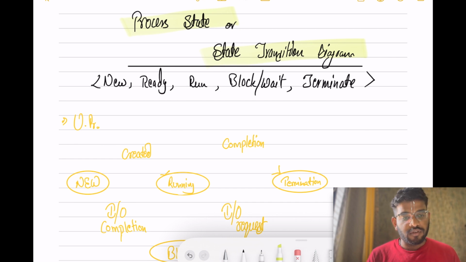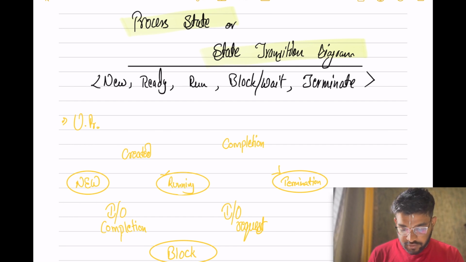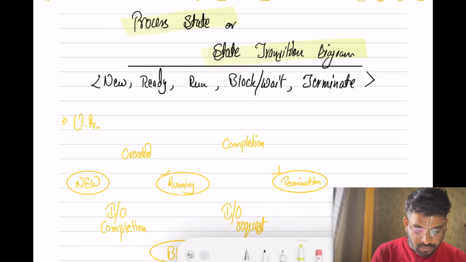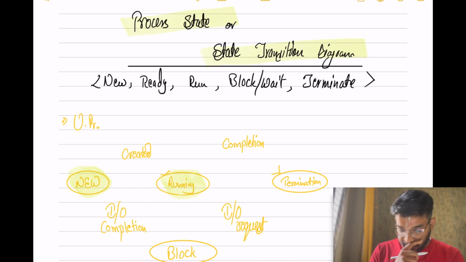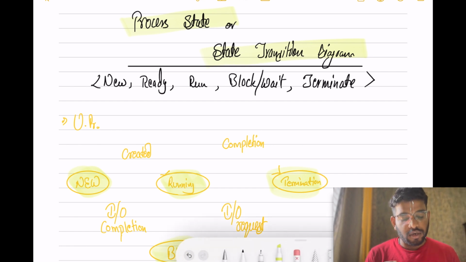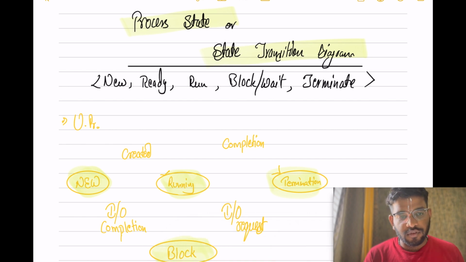So, the process diagram differs for different types of operating system. For a uniprogrammed operating system, there are only four states, namely the new state, the running state, when the process is in execution, the block state, required during IO operation, and the termination state, required for completion. As you already know, in a uniprogrammed operating system, only one process is present in memory.